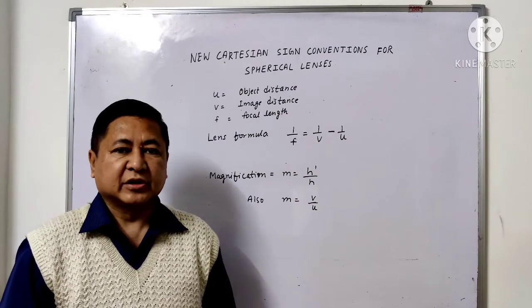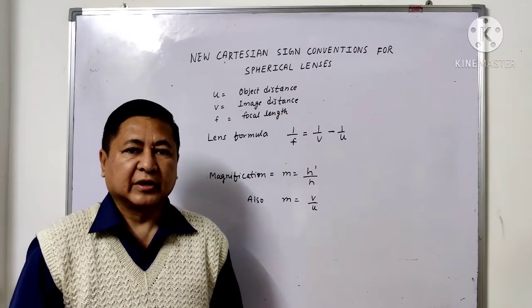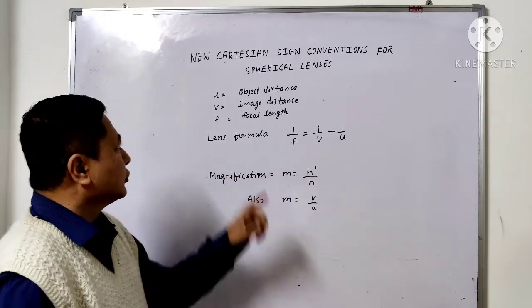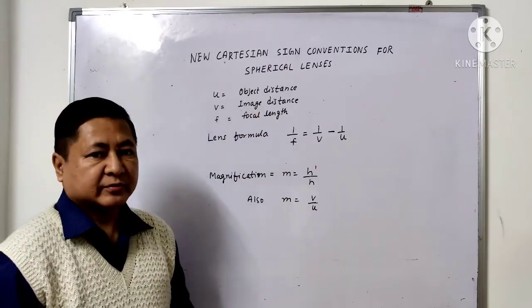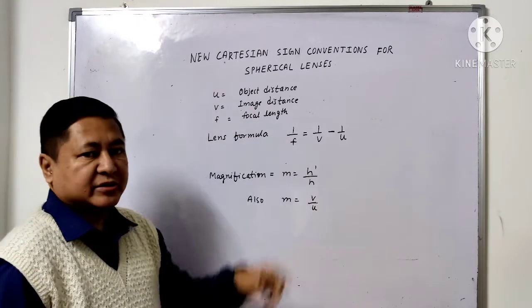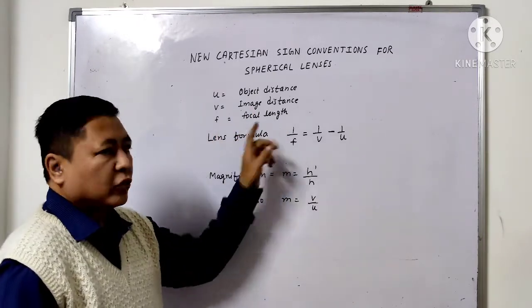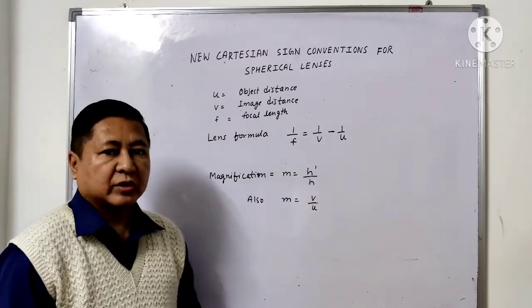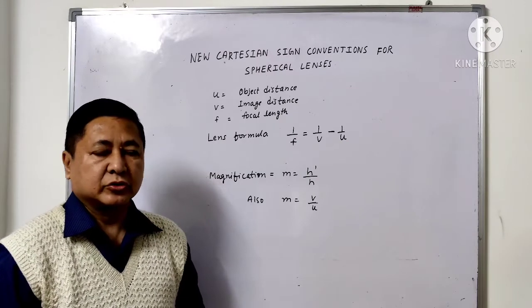Now let us see the formula for the lens and also for magnification. What is u? u is the object distance measured from the optical center. v is the image distance, f is the focal length. So the lens formula is 1 upon f is equal to 1 upon v minus 1 upon u.